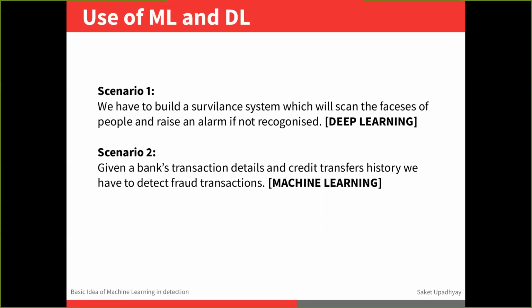So for the first one, we will use deep learning because it's more complex and we have less control over it, because everyone's face is different and we don't know which property will sit where. In the second scenario, we know most of the properties and we control those properties so that our machine can learn. So in the second scenario, we will use machine learning. Okay, this makes sense.